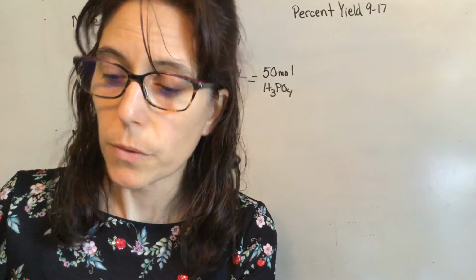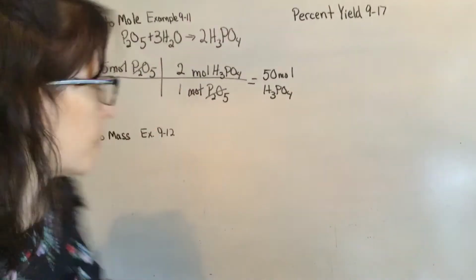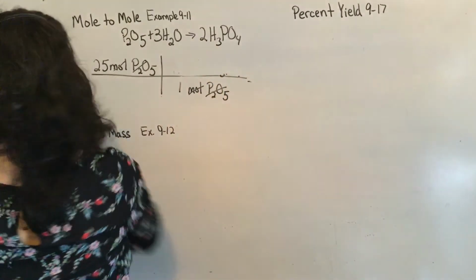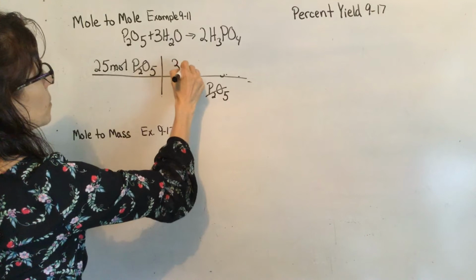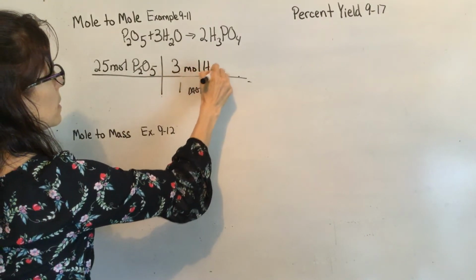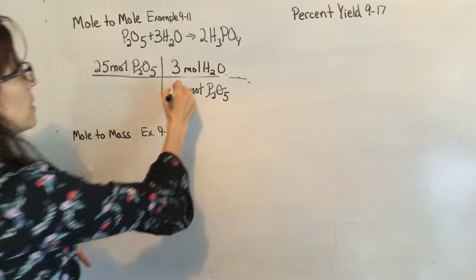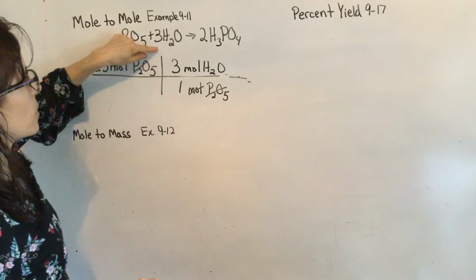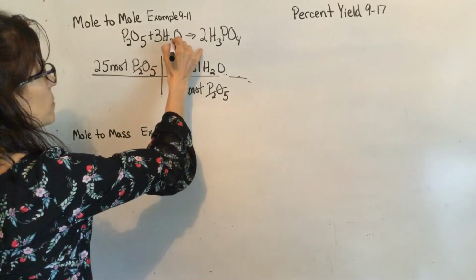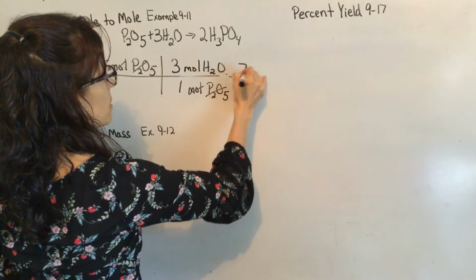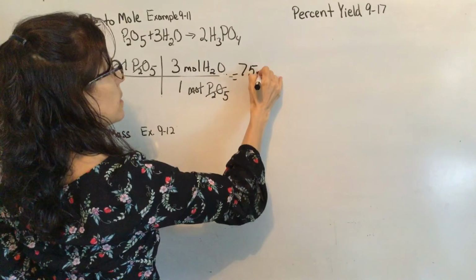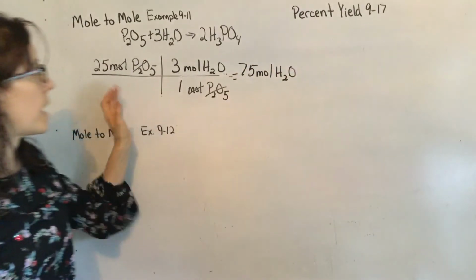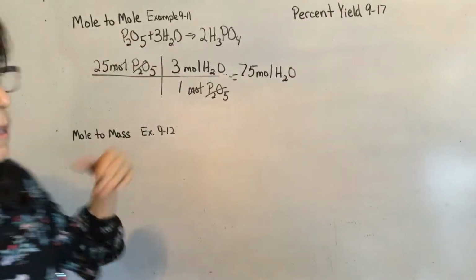All right, well that would be if it were asking for phosphoric acid. It's asking for water. So let's go back to that. It's actually asking for water, so 3 moles of water, because that's a different coefficient. So 1 mole of diphosphorus pentoxide is equivalent to 3 moles of water in this particular reaction. So the new equivalent is 75 moles of water. All right, so that's a mole-to-mole reaction using the equation.